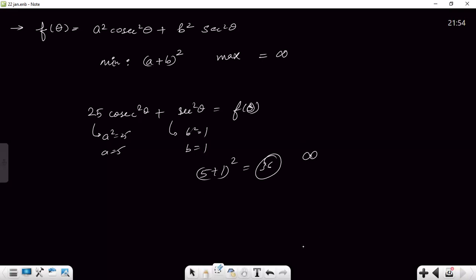Is that clear? Is this clear or not? Simply, the square roots of their coefficients, added and then whole squared, will be the minimum value, and the maximum value will definitely be infinite.